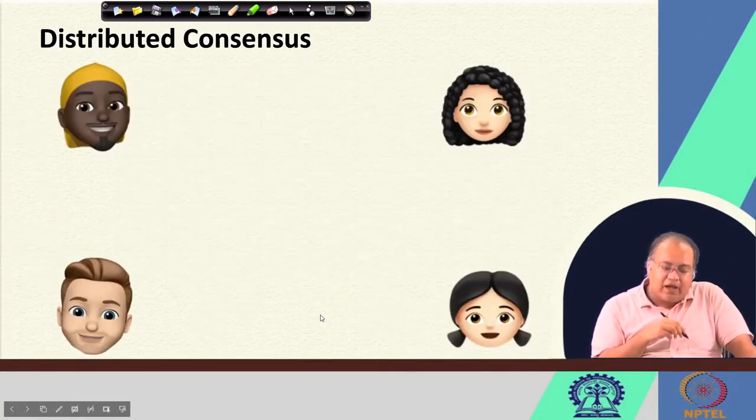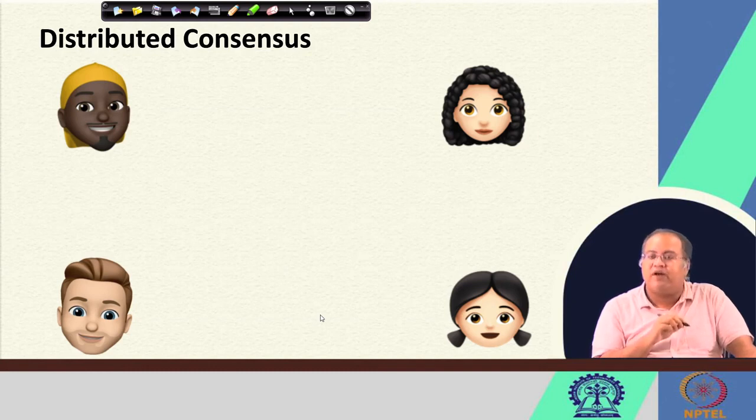So, here is the typical model for distributed consensus. Let me explain it with the help of an example. Assume that you and 3 of your friends, 4 of you, after this class want to go to either a burger shop or a pizza shop to have some food. You want to have either burger or pizza, but whatever you do, you want to do it collectively, right. So, all 4 of you want to go together.